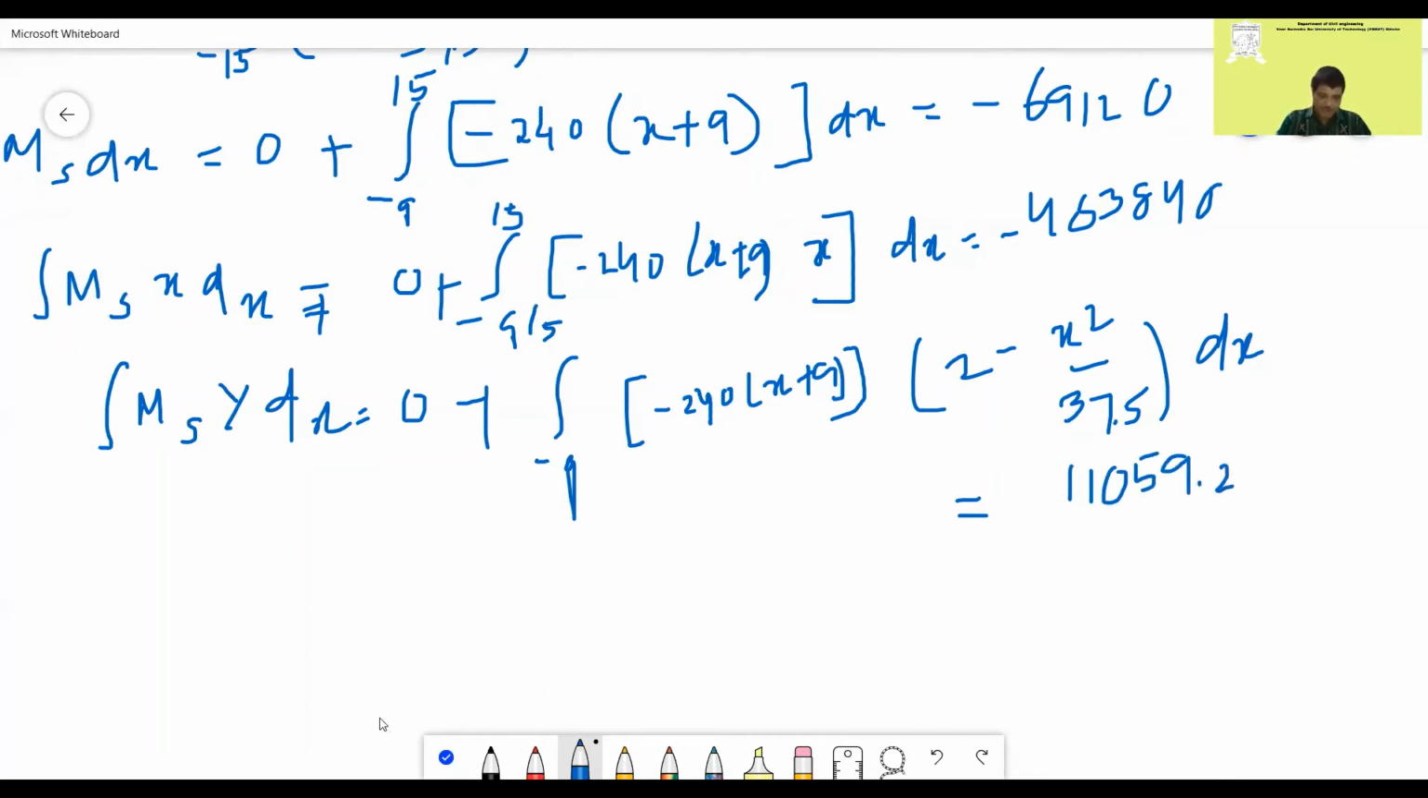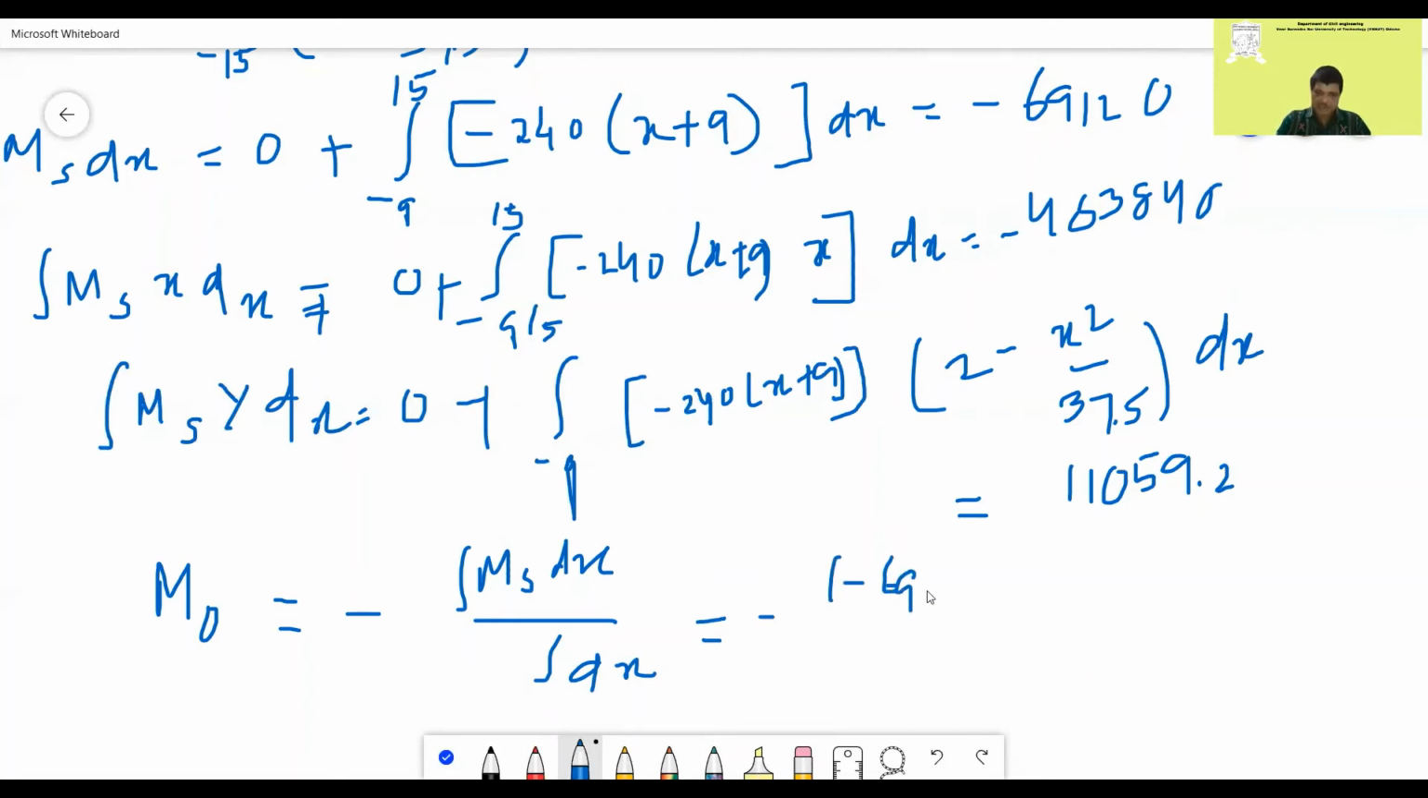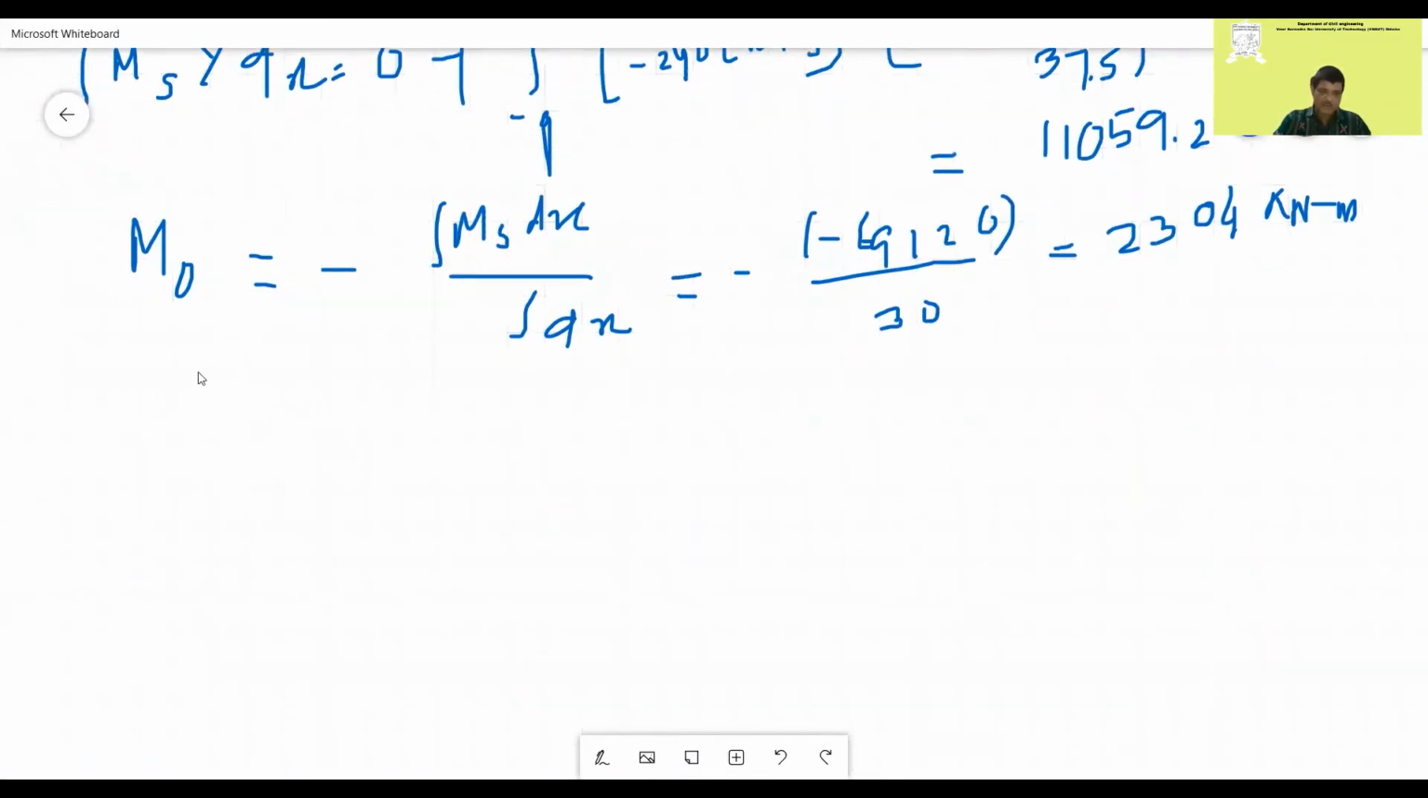Once you find all these values, now you can find out the reactions. M0, which we have already seen, is minus integral Ms dx by integral dx. So put the value of Ms dx and dx, minus 69120 divided by 30. So this comes out to minus 204 kilonewton meter. That means it is clockwise. So positive means it comes clockwise. Similarly, you can find V0.